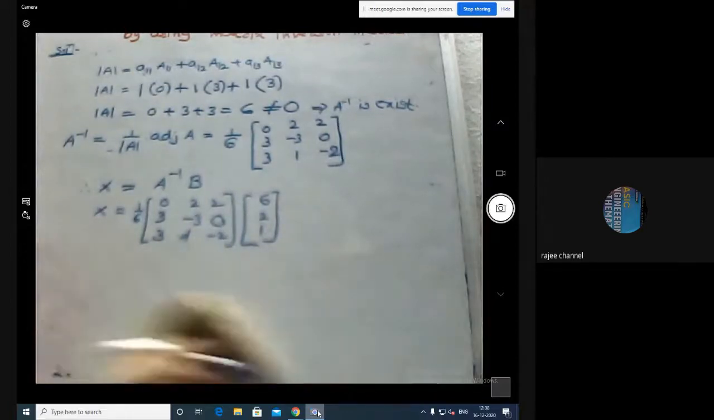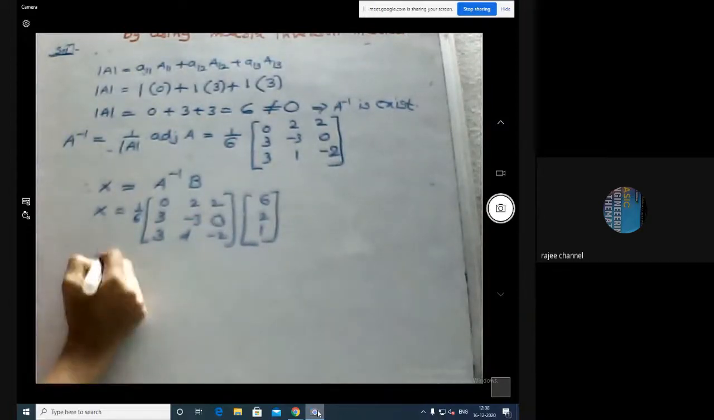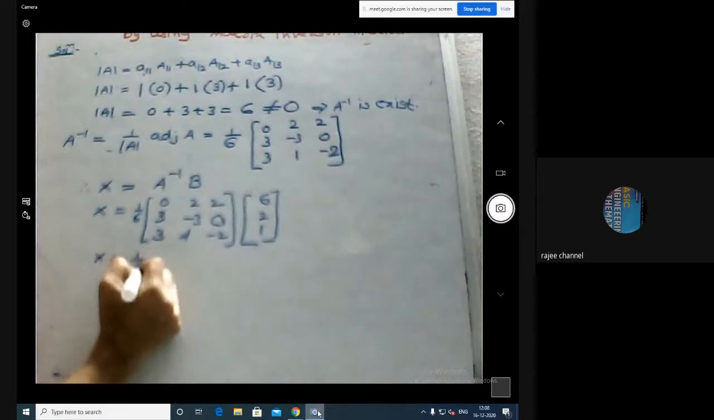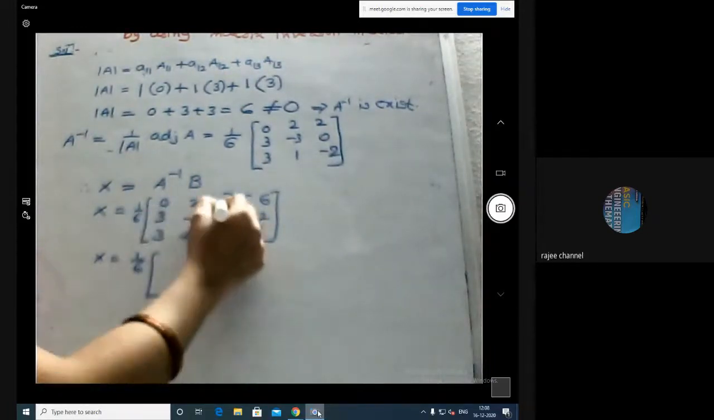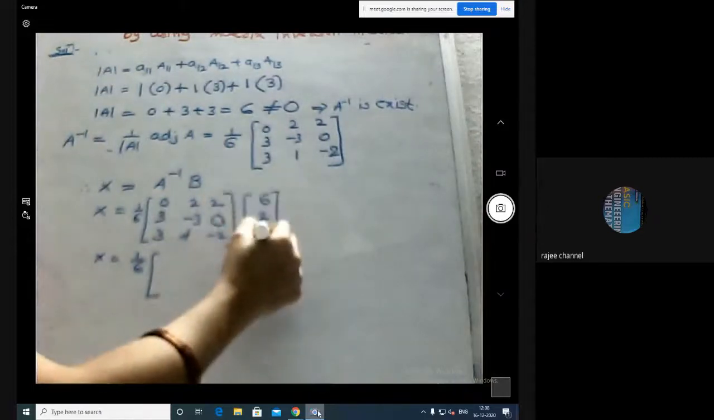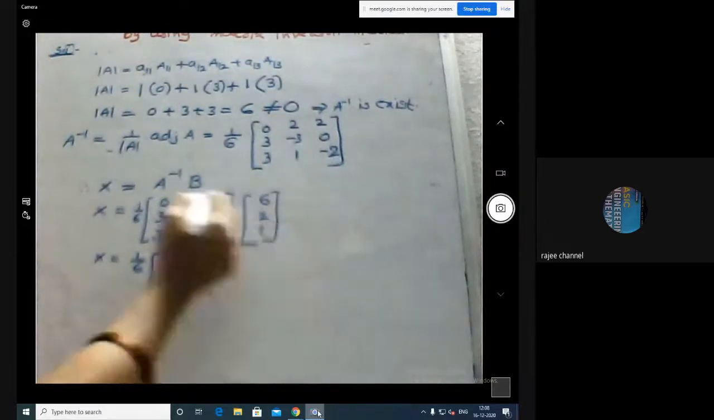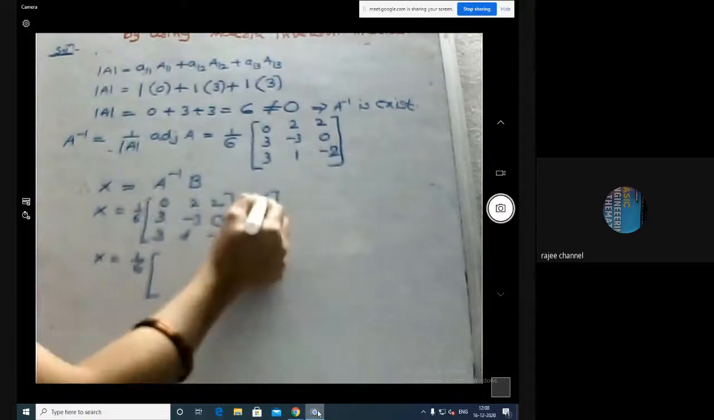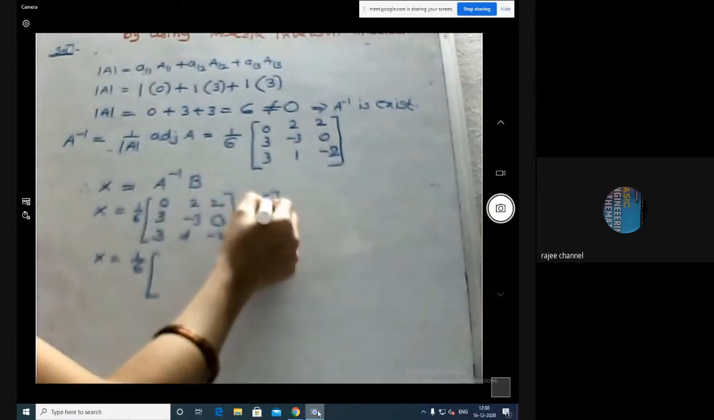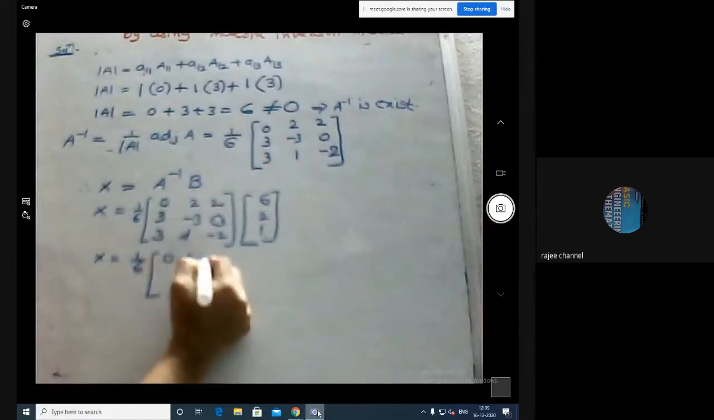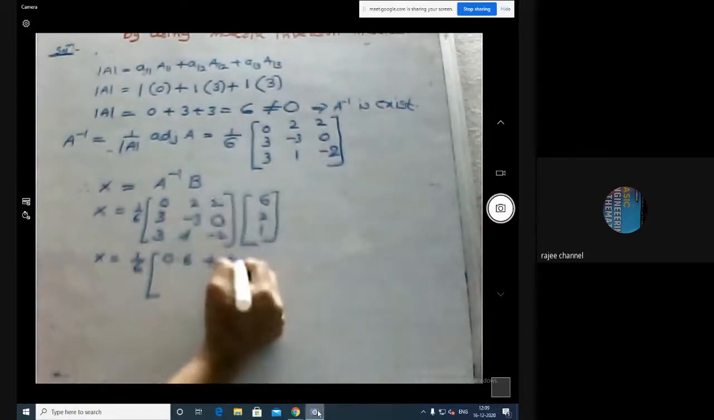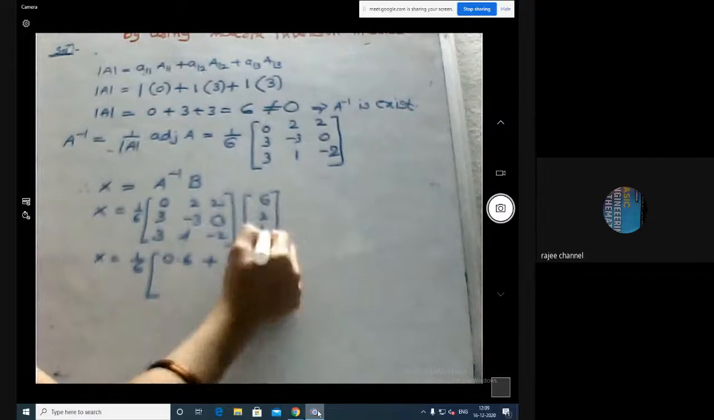Next multiply these two matrices. X equals 1 by 6 into the multiplication. So here the first row elements are correspondingly multiplied with the column of the second matrix. So here 0 multiplied with the column's first element is 0 into 6, plus next 2 into 2, plus next 2 into 1.